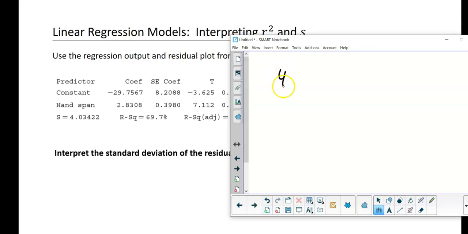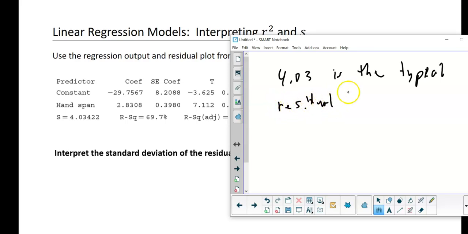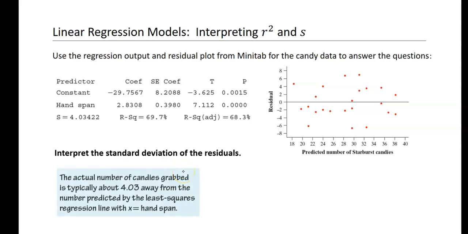So 4.03 is the typical residual length. Let's see what they said. The actual number of camels is typically about 4.03 away from the number predicted. Oh, I like theirs, it's better.